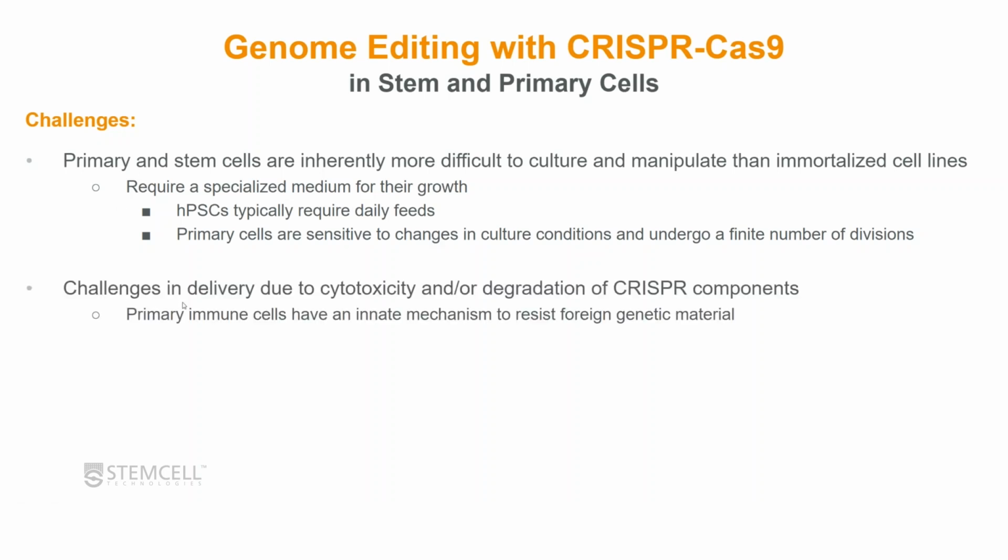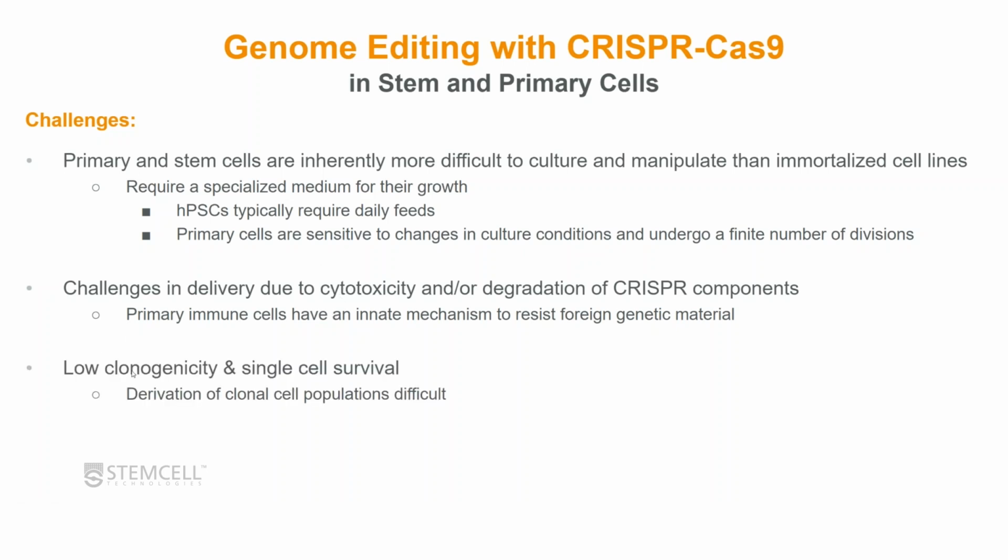Secondly, there are challenges in delivering and expressing the CRISPR components in both stem and primary cell types, but particularly in primary immune cells. They have an innate mechanism to resist foreign genetic material, and so you have to choose the format of how you're going to express the CRISPR-Cas9 system in these cells very carefully to minimize cytotoxicity.